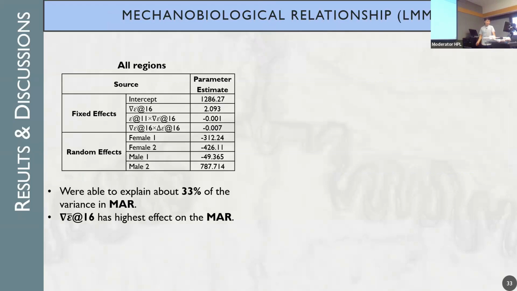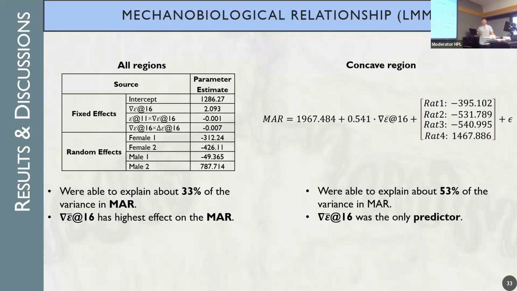If we look at all data points together, the model was able to explain about 33% of the variance in the mineral deposition rate. The main predictor was the energy equivalent strain gradient at 16 weeks of age. But if we separate the concave region, which is the most bone-growing part, in that region the energy equivalent strain gradient at 16 weeks alone was able to explain about 53% of the variance in mineral deposition rate.